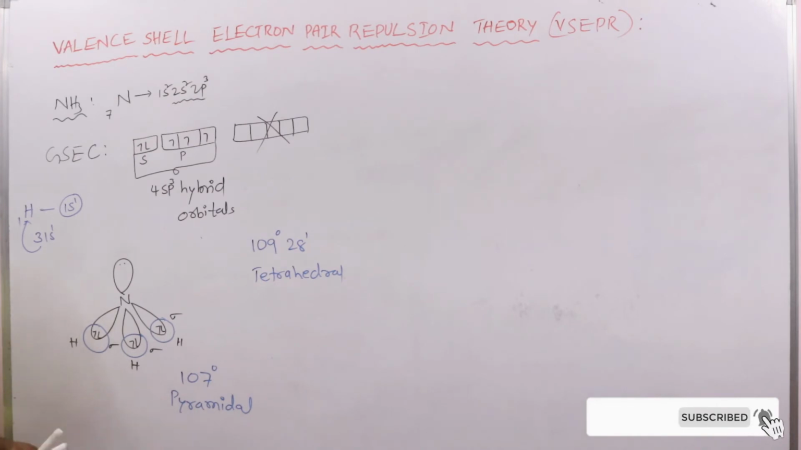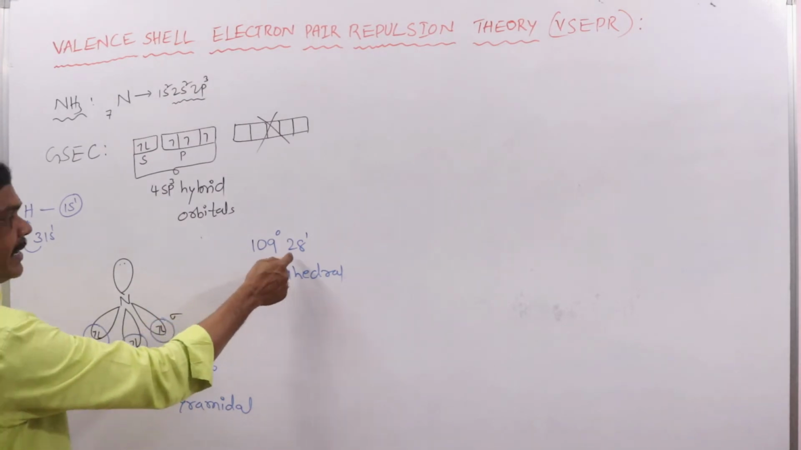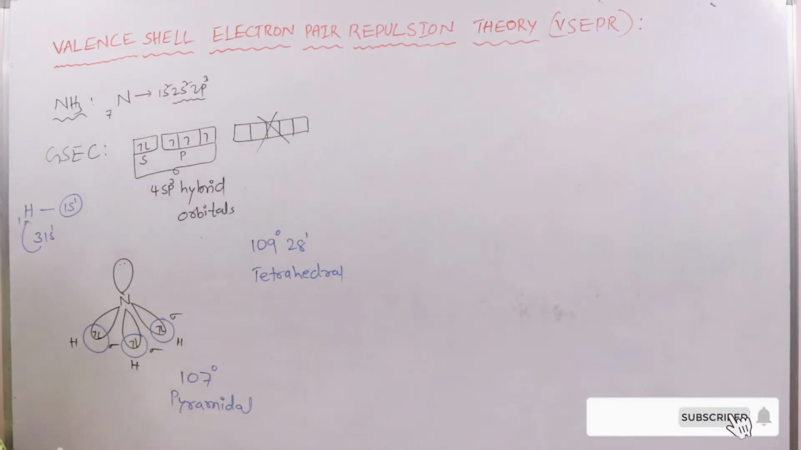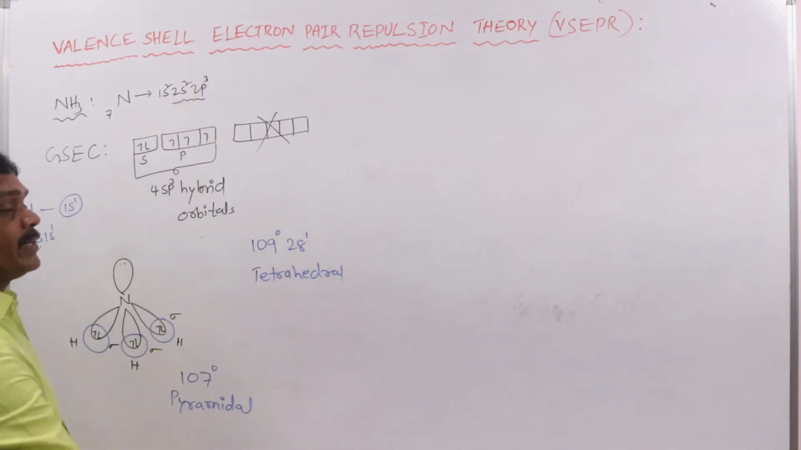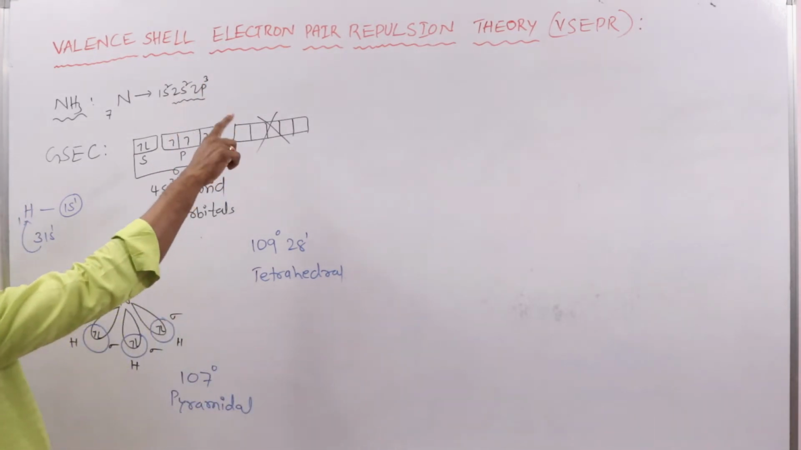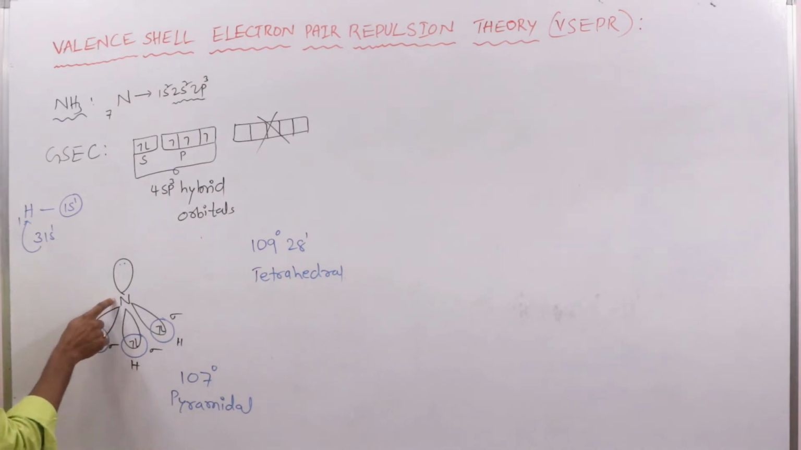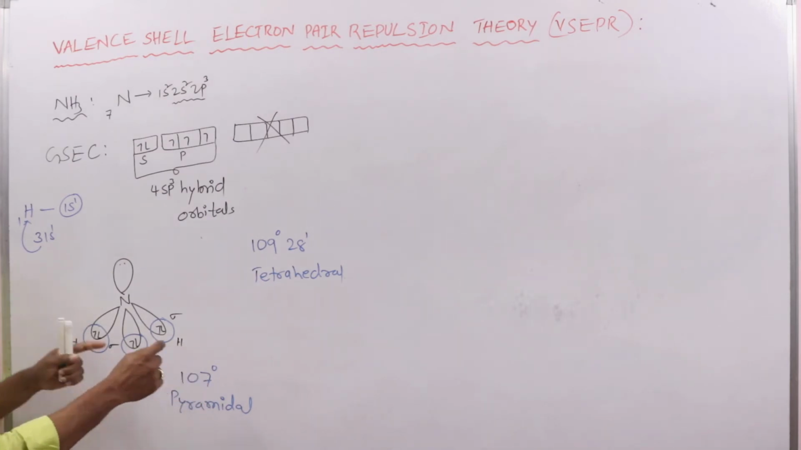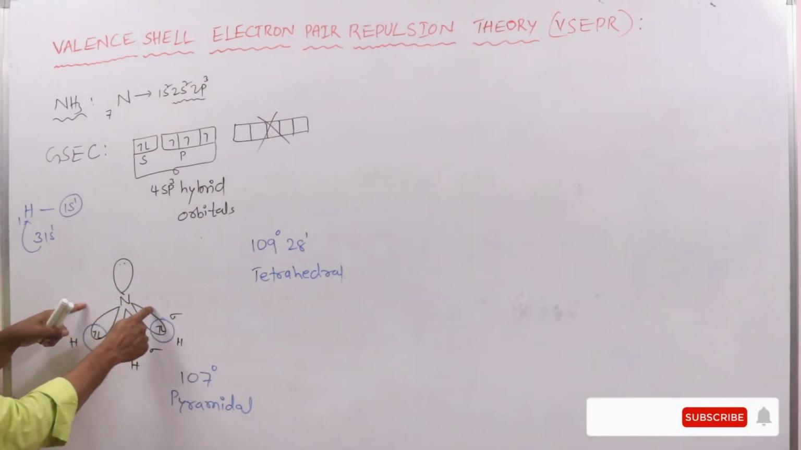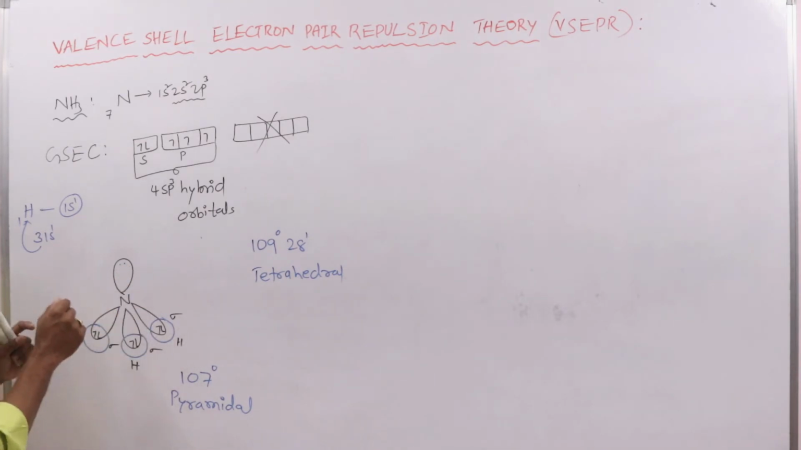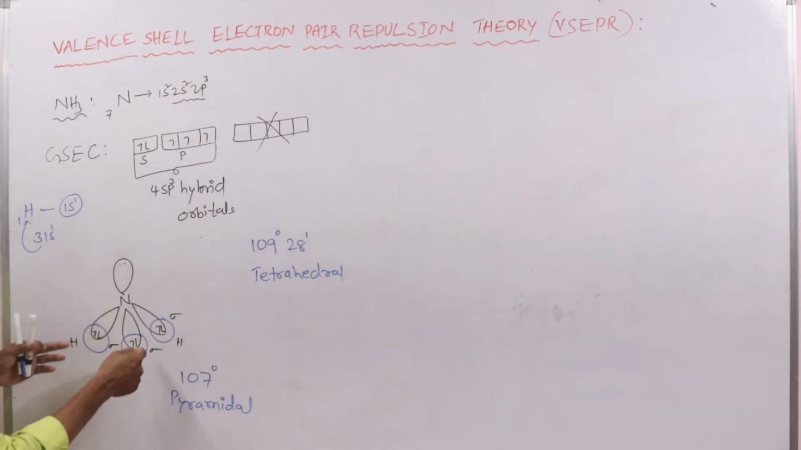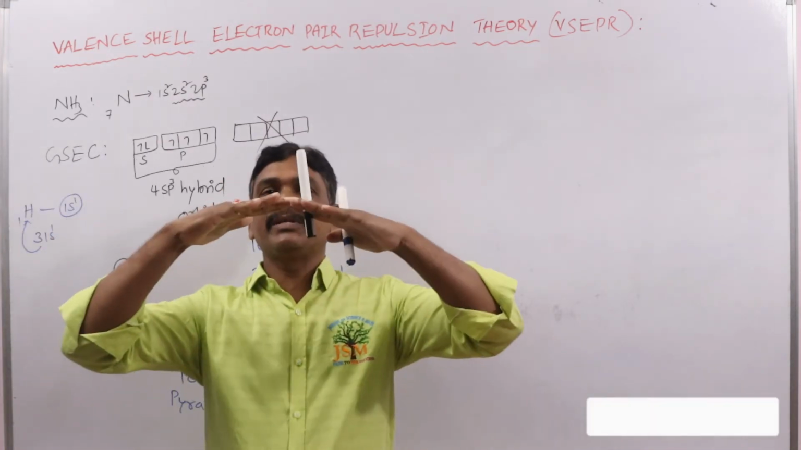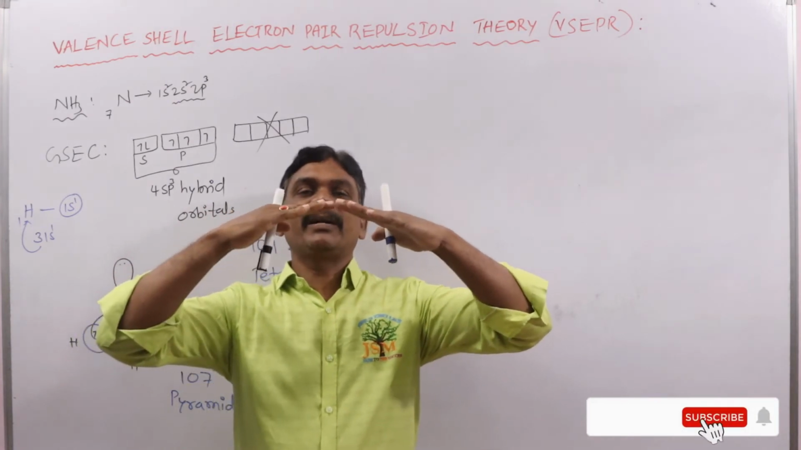So why is the deviation taking place? It is 109 degrees 28 minutes, but here it is 107 degrees. The geometry should be tetrahedral, but it is pyramidal. According to valence shell electron pair repulsion theory, if the central atom contains a lone pair, it compulsorily causes repulsion on the bond pairs. For example, this is the lone pair. In the absence of a lone pair, the hybrid orbital structure is like this.